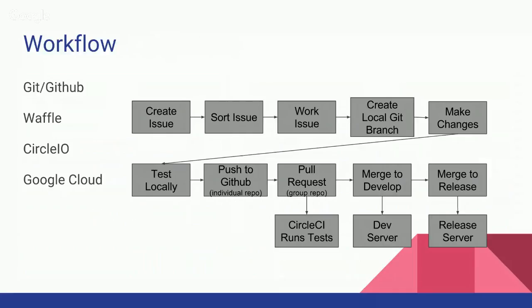The other thing that happens at the beginning of this workflow is that we have issues. We use the GitHub issue tracking system in coordination with Waffle. What Waffle does is it pulls all the GitHub issues and sorts them into cards, kind of Kanban style, so that you can organize different cards into categories and decide what is going to be worked at what time. So that is an overview of our architecture and workflow.